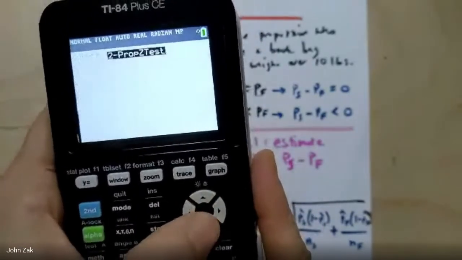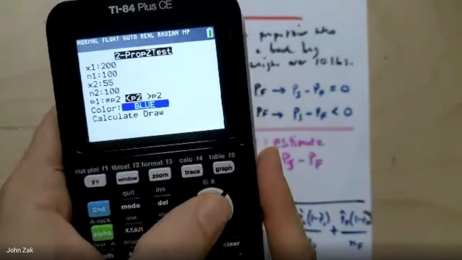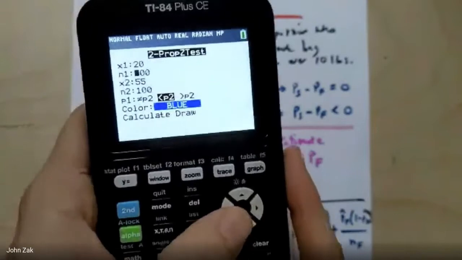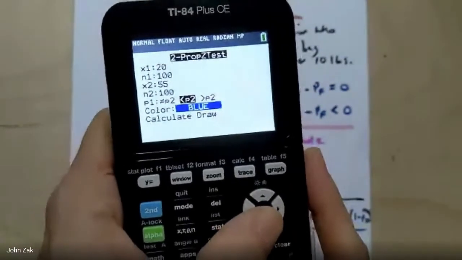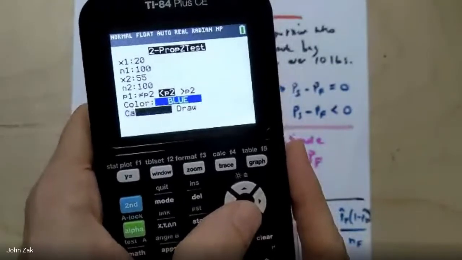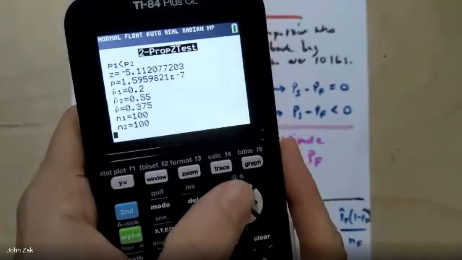2 prop Z test. Let's look again. Oh, I wrote 200. Ha! Did anyone notice that I wrote 200 for X1? That's why I got a domain error, right? So X1 is 20, N1 is 100, 55, 100, left tail test, hit enter, and Shazam.